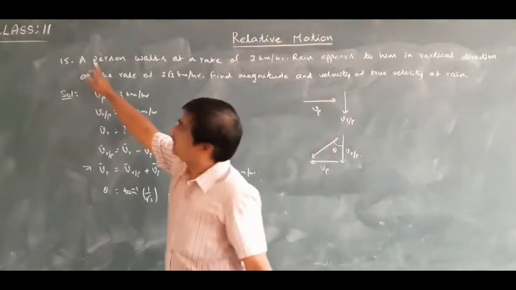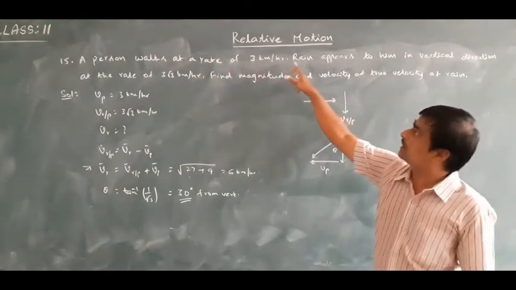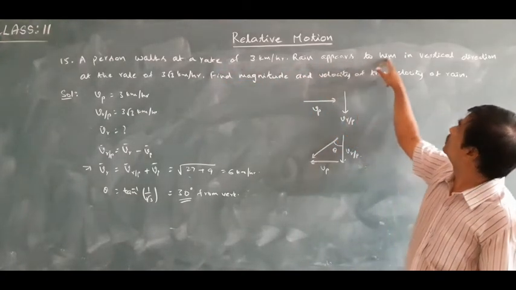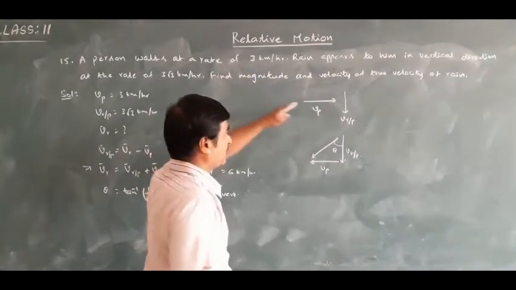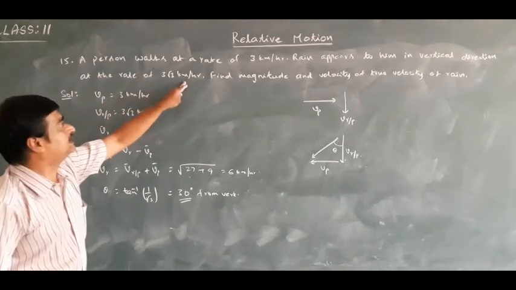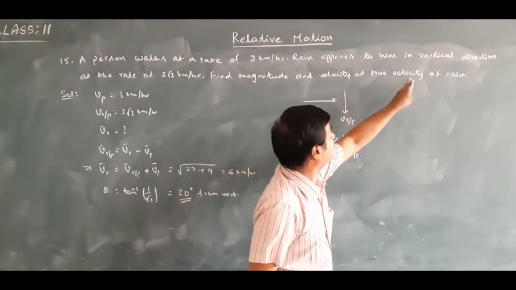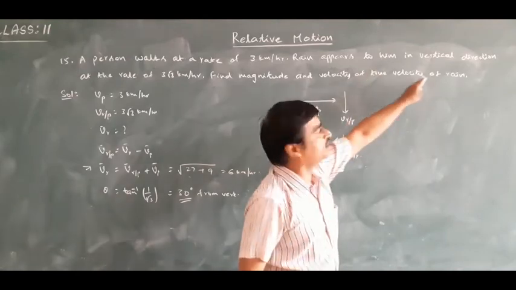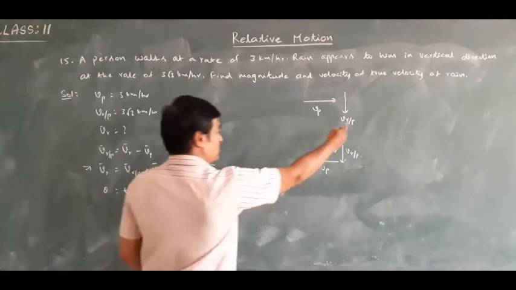Next one. A person walks at a rate of 3 km per hour. Rain appears to him in the vertical direction. That is, the velocity of rain with respect to the person. Okay. Find the magnitude and direction of the true velocity of rain. We have to find the true velocity. That is, we have to find this one.